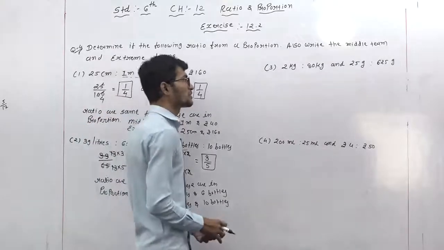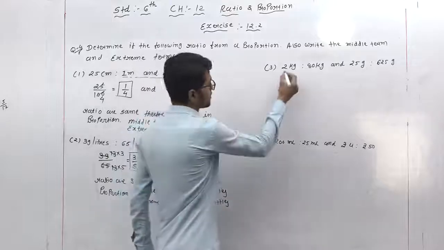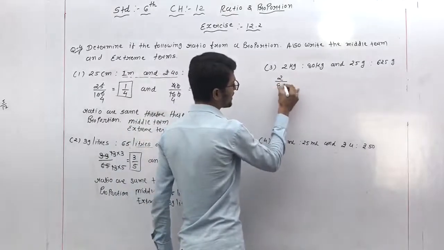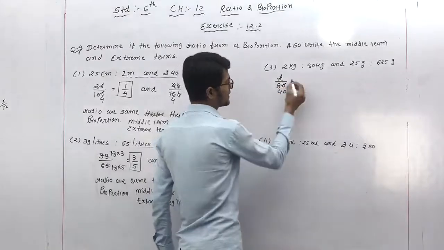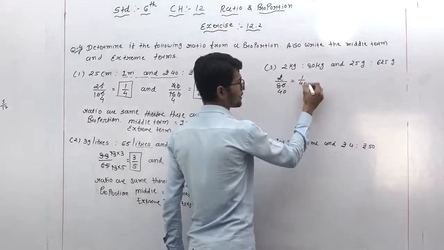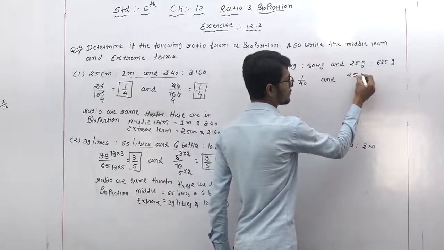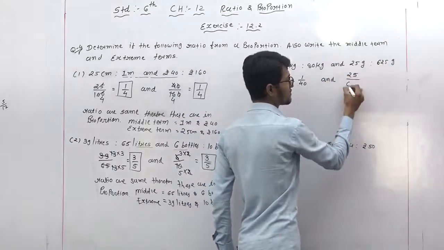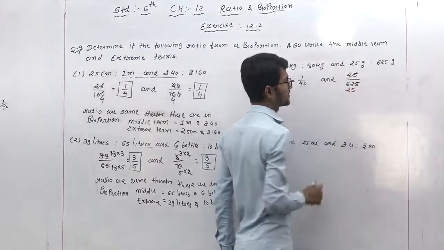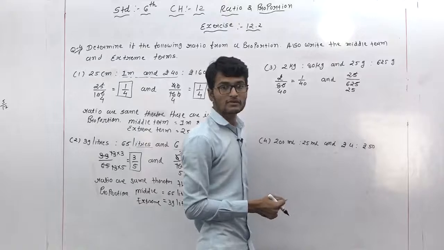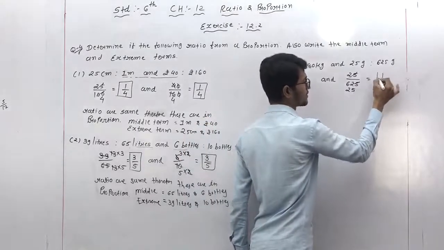2 kilogram is to 80 kilogram. So first of all we have to find the ratio. So 2 by 80, 2 40s are 80. So our answer is 1 by 40. Right? And second, we have to find 25 gram divided by 625 gram. 25 5s are 125, 25 25s are 625. So here the answer is 1 by 25.